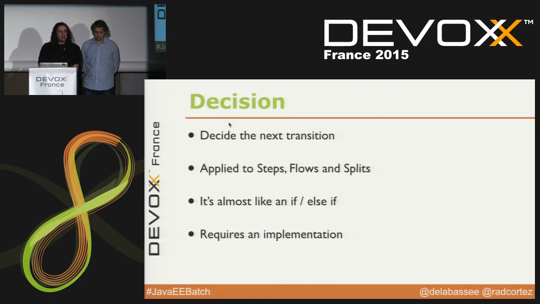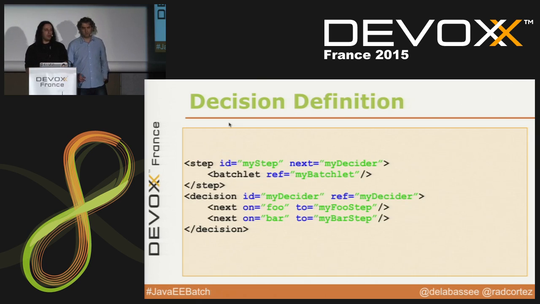So decision. Decision is used to decide the next transition in the XML file on your workflow. It can be applied to steps, flows, and splits. Think of it as using an if and an else if on your XML file. It's pretty boring, but it's there and you can use it. It also requires you to use an implementation. Kind of like you have a reader or a writer, you also have something called a decider, where you have your logic. So this is an example of a decision definition. Just implement something called my decider.